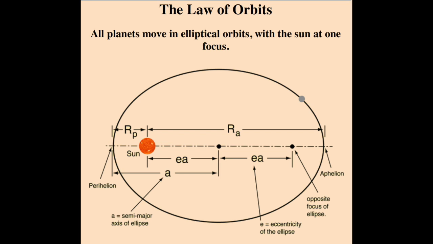This diagram represents the orbit of some planet. Here you can see the Sun represented by the orange circle, and the gray dot represents a planet moving around it. The two foci of this orbit can be seen in the Sun and its opposing black dot.